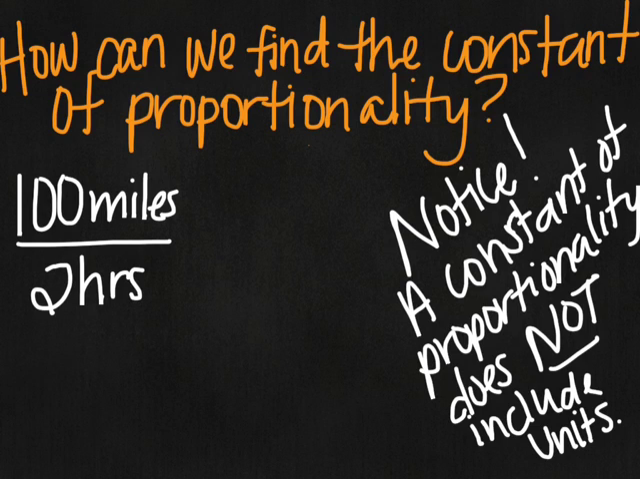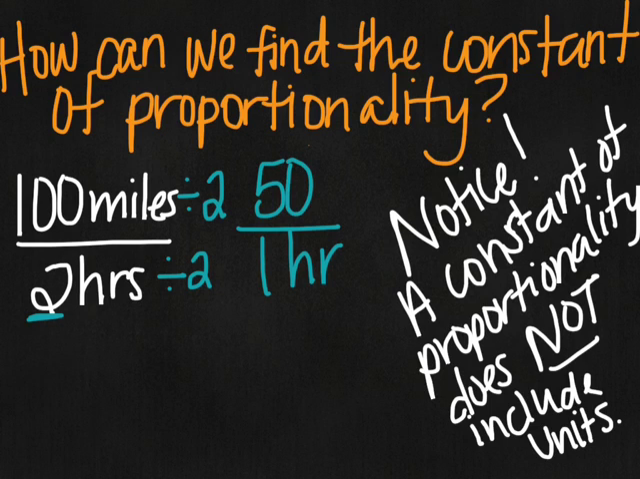I already know how to find the unit rate here. Okay? I know that I want to get this denominator to equal 1, so I'm going to have to divide the numerator and the denominator by the same number in order to get that. So I'm going to do 2 divided by 2. I know that's going to give me 1 hour. And then I'm going to divide the numerator by the same thing, 100 divided by 2, and it's going to give me 50 miles. So our unit rate here is 50 miles in 1 hour. I can drive 50 miles per hour.